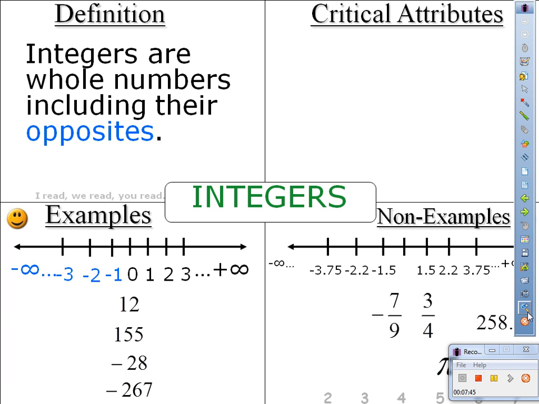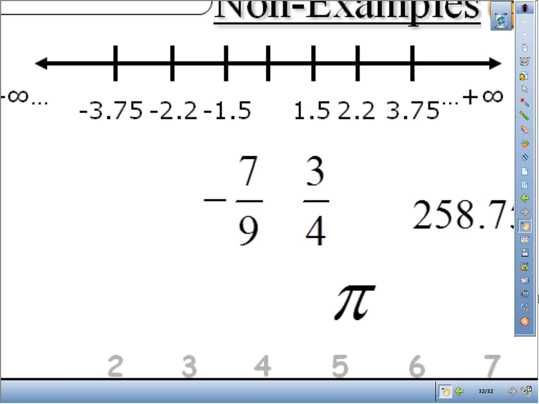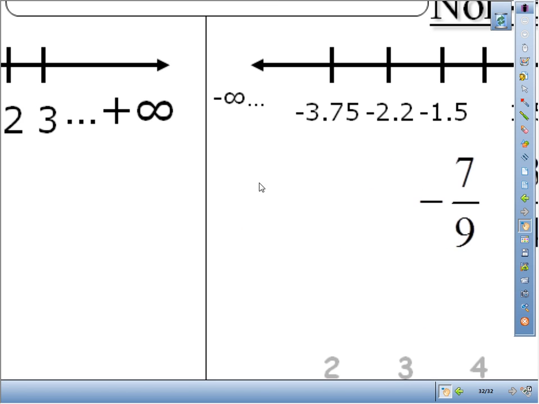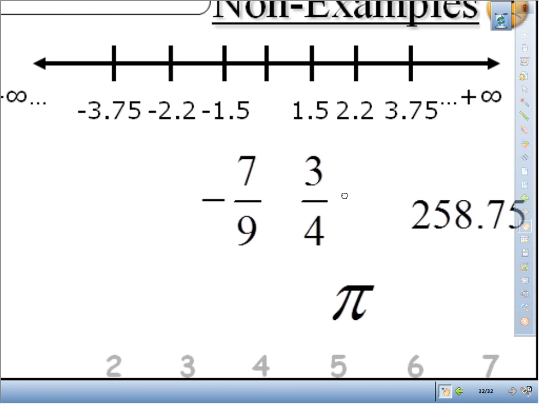Let me zoom in. Look at those. These are not integers. So, before you copy, think about this question. If these are integers, why are these not integers? Talk it over with your neighbor, please. Why are these not integers? Okay? And I'll take volunteers in a little bit, but for right now, copy the non-examples. Copy non-examples, please. Do that right now.